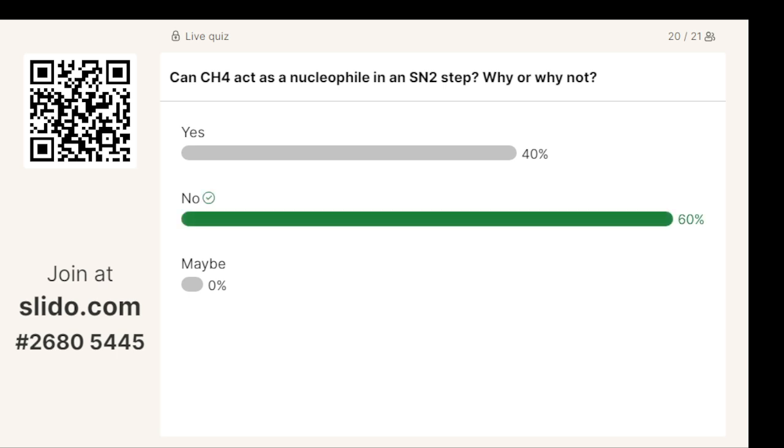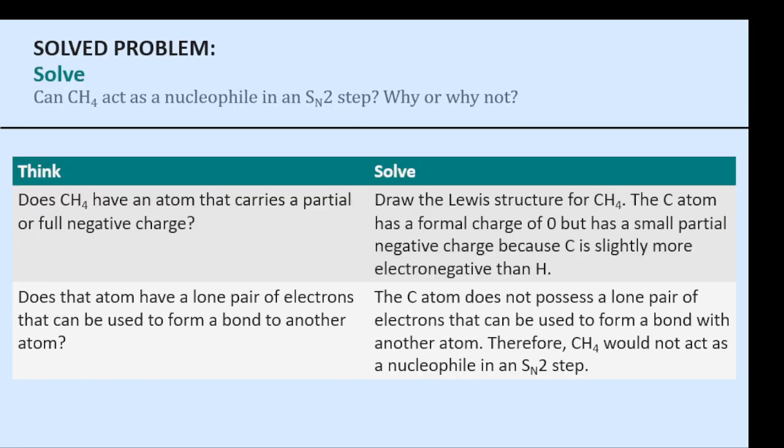No. Does CH4 have a lone pair? No, it doesn't have any delocalized electrons, right? So even if it has charge density, which it doesn't really have much of, it has a little bit, but not a lot. It just doesn't have any delocalized electrons that can reach out there and make a bond. Okay? Did that explain that for everybody? Everybody okay with that?